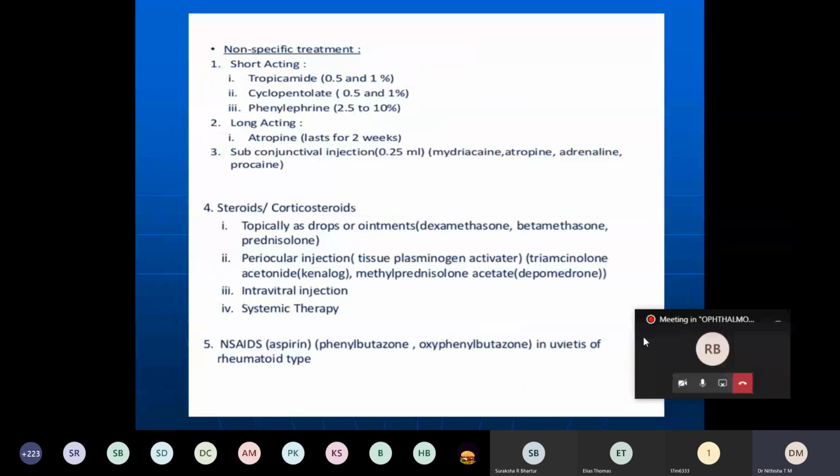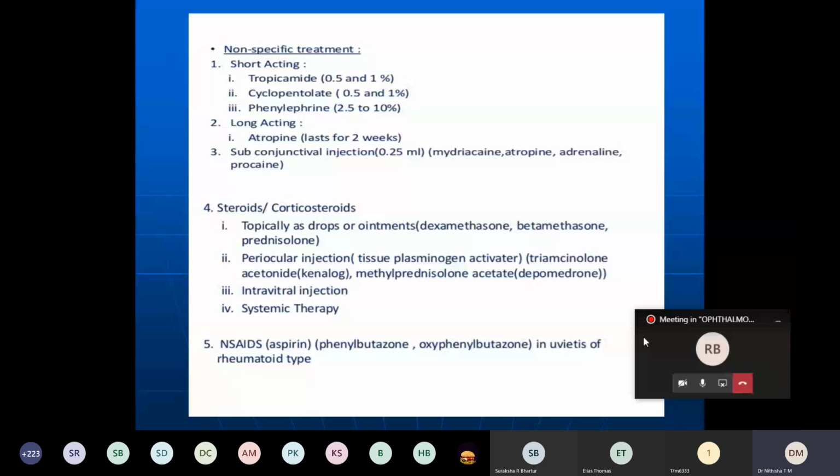The non-specific treatment: short-acting tropicamide 0.5 to 1%, cyclopentolate, phenylephrine are used. But in our practice we use homide TID, and cyclopentolate, and even atropine in cases of severe posterior synechia, when you want to break the synechia. The second is subconjunctival injection of 0.25 ml of mydricaine: atropine, adrenaline, procaine. Please remember this.